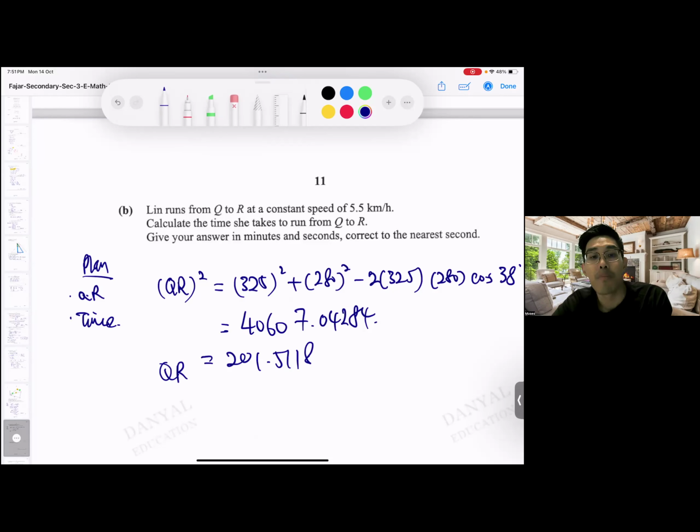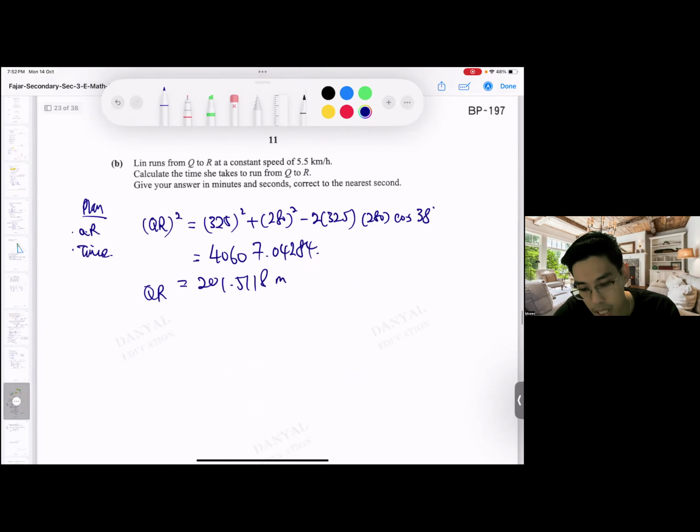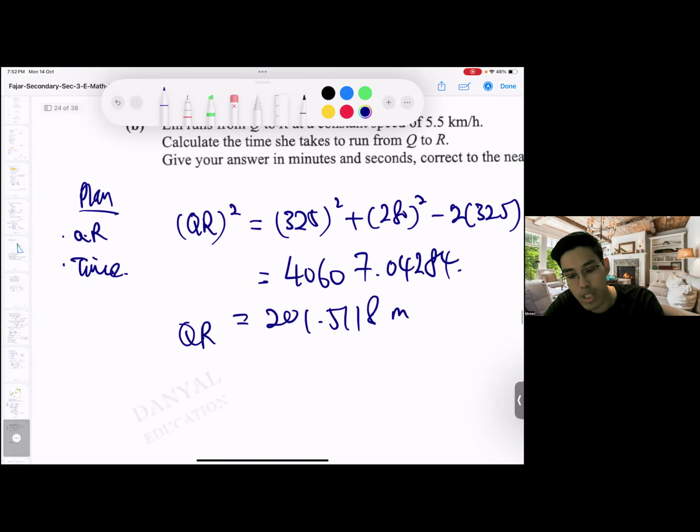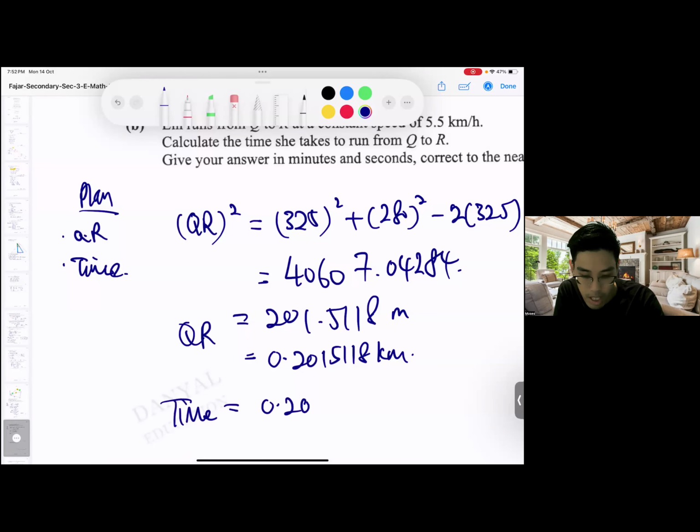Give your answer, and this is in meters, by the way. Cannot be kilometer. If you were to convert this into kilometer, it will be 0.2015118 kilometer, but a bit more, never mind. Now, to find the time, we can find the time. Time will be this number divided by 5.5.